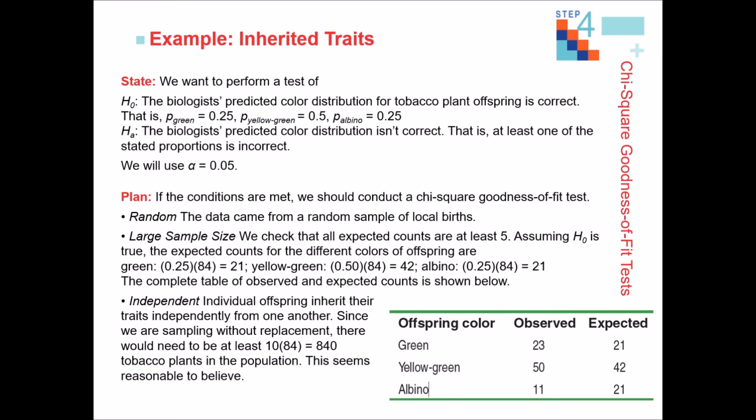And by the way, drawing that table is a really great idea as you go into this, because it just shows what you did with your data. For the independence case, individual offspring inherit their traits independently from one another, right? So one plant doesn't affect the other one. And since we're sampling without replacement, we would need at least 840 tobacco plants in the population. That seems reasonable to believe, considering we're probably drawing from a large factory farm sort of thing. Unless this is a very small farm, 840 tobacco plants is pretty reasonable.